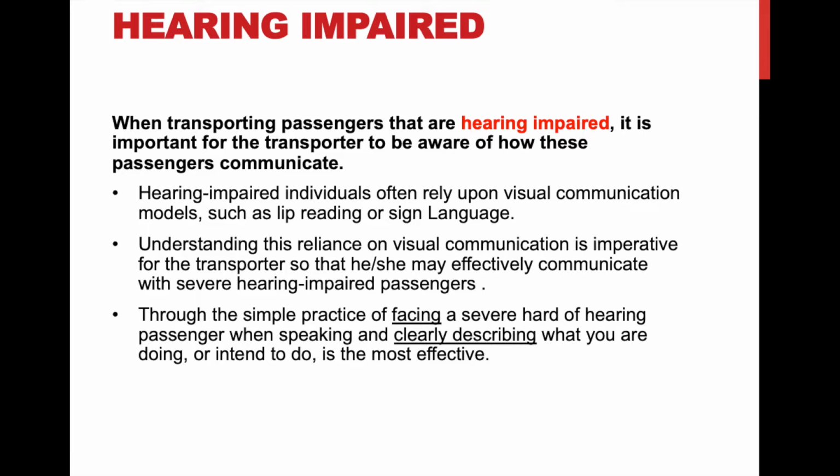It's important that we face those patients so that they can directly see our face when we're speaking to them, which at times can be difficult while you're driving. So it's important that you communicate that to your patient before you start driving. And we also want to treat our hearing impaired passengers as though they are regular passengers. So even though we may have to raise the level of our voice, we want to avoid screaming at the patient.